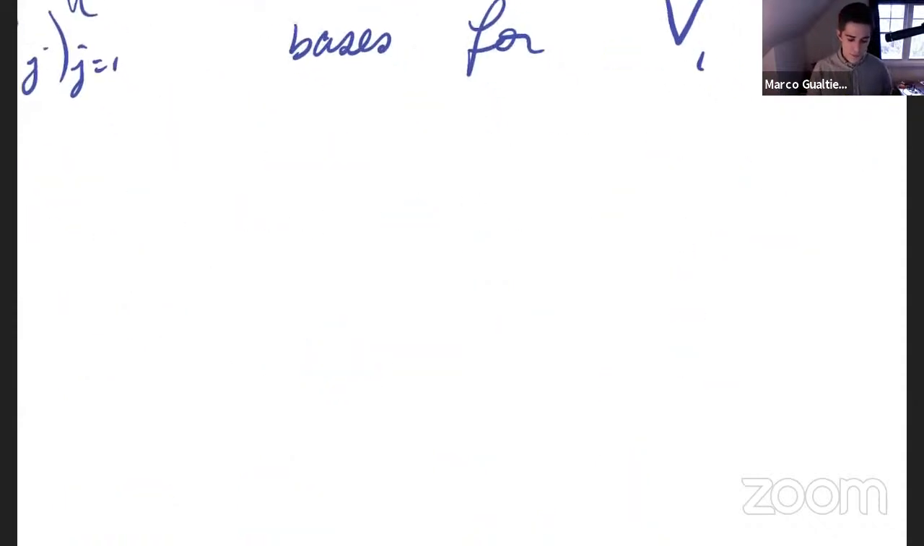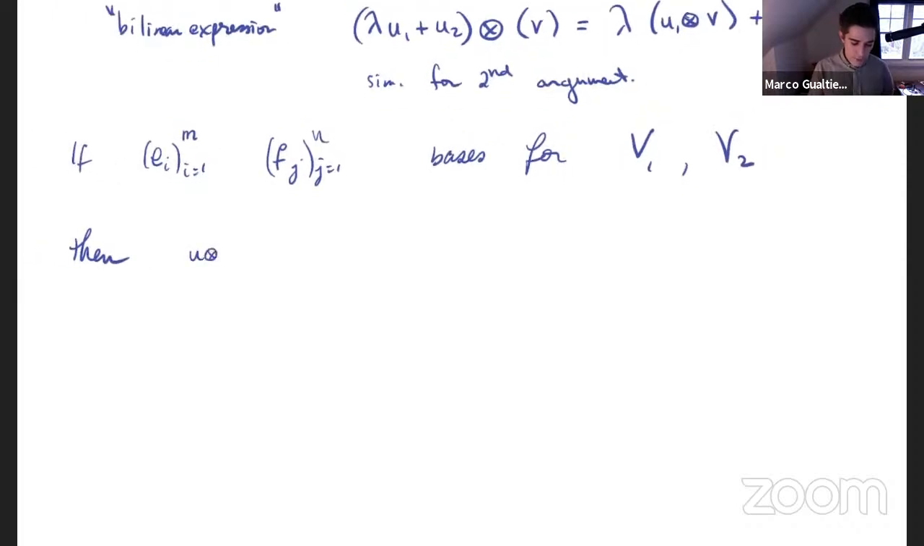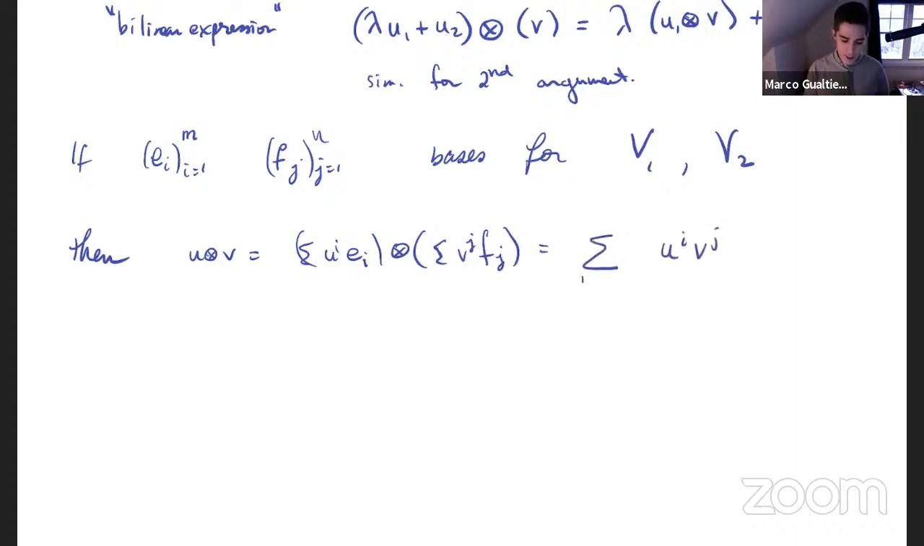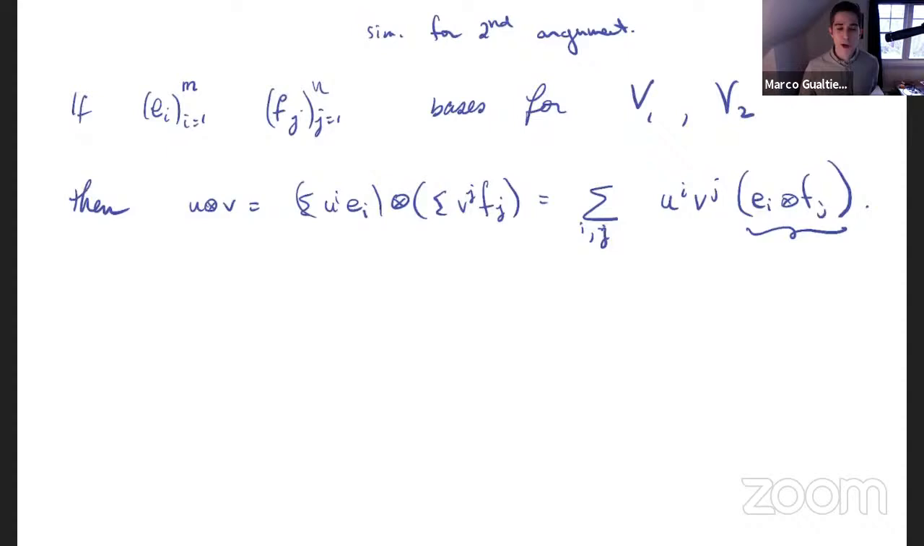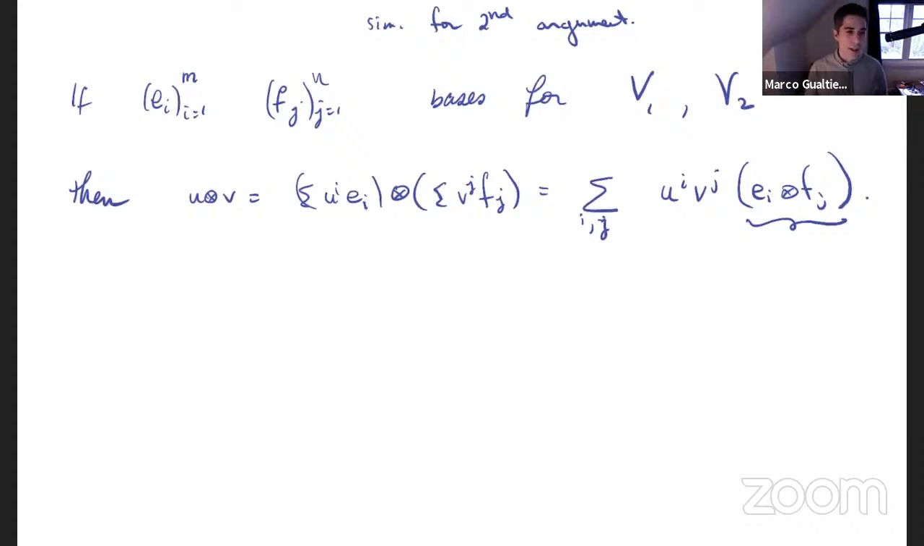So this u tensor v would look like a sum of u_i e_i, and v would look like a sum of v_j f_j. And because this operation is bilinear, we can just take all the numerical factors out, and what we'll get is u_i v_j, summed over i and j, of e_i tensor f_j. Okay? And so we see here that the tensor product is spanned by such expressions e_i tensor f_j, and indeed they form a basis.